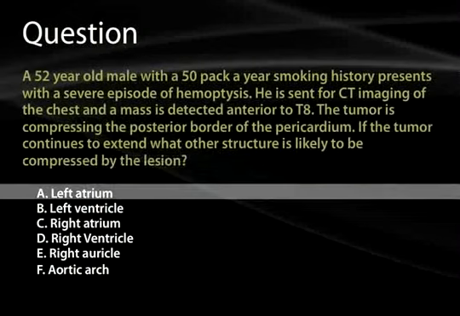For this, we're looking at the left atrium. If this starts to push against the pericardium, the left atrium is in the position of the posterior component of the heart, and it will be compressed by the tumor. We'll look at further divisions of the various areas of the heart a little bit later.